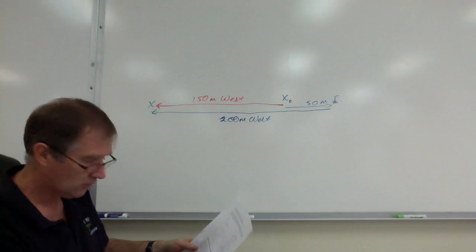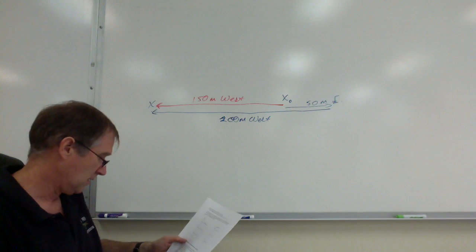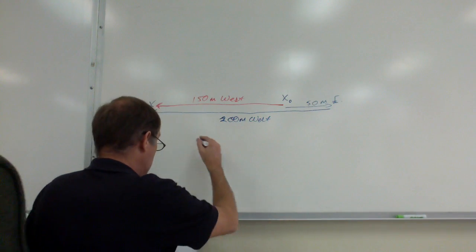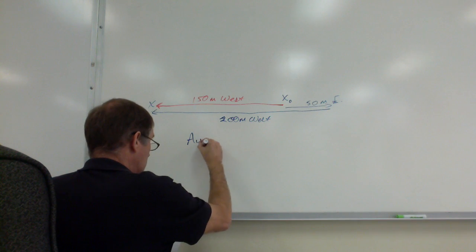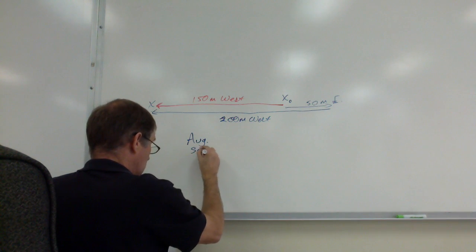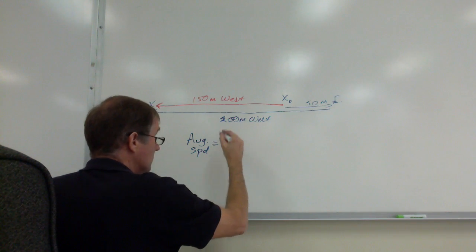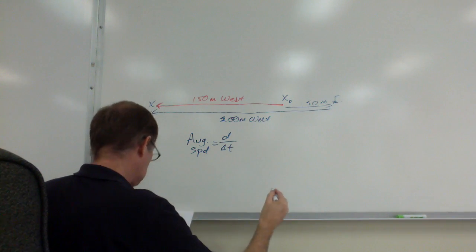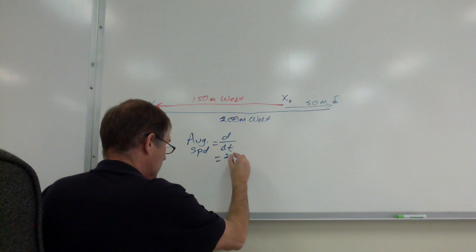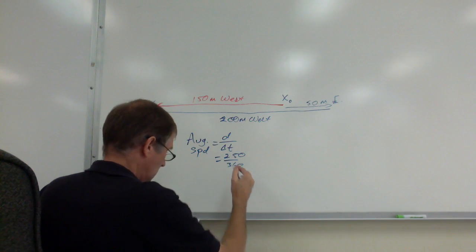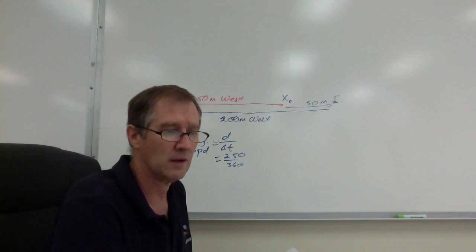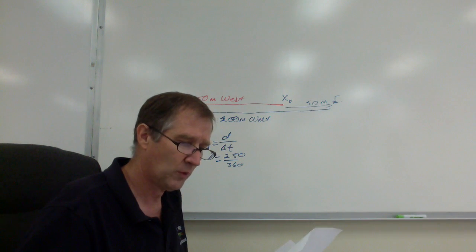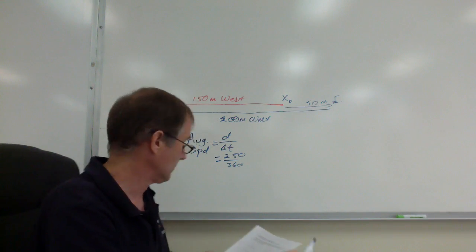If it took 360 seconds, then what's the average speed? Remember that average speed is just that distance of 250 over the time of 360. So 250 over 360. And that answer, which you already have, is 0.69 meters per second.